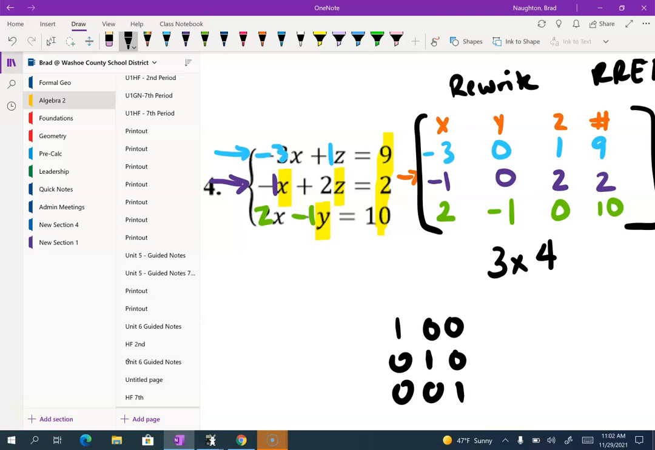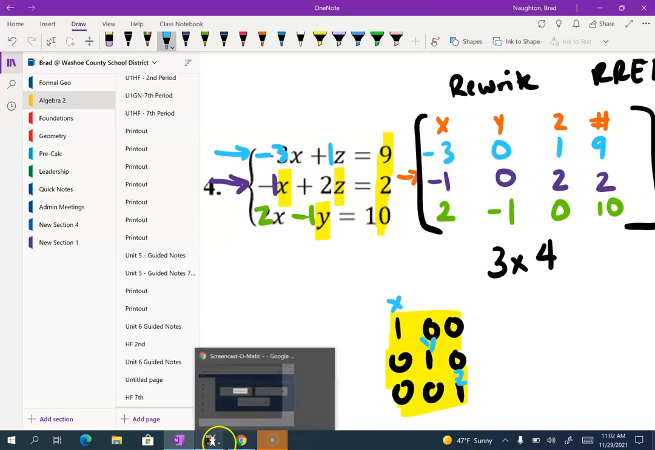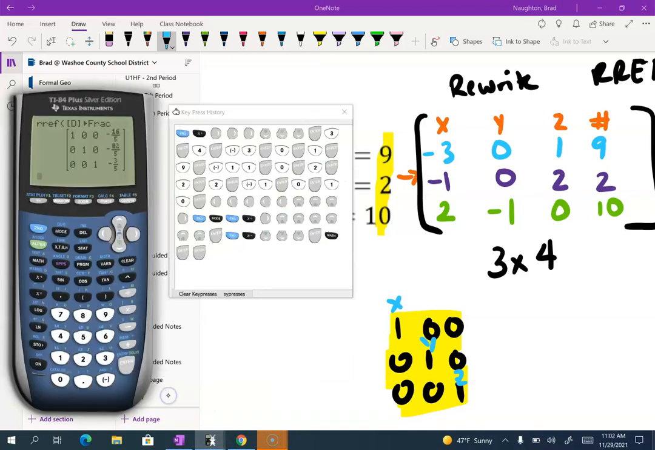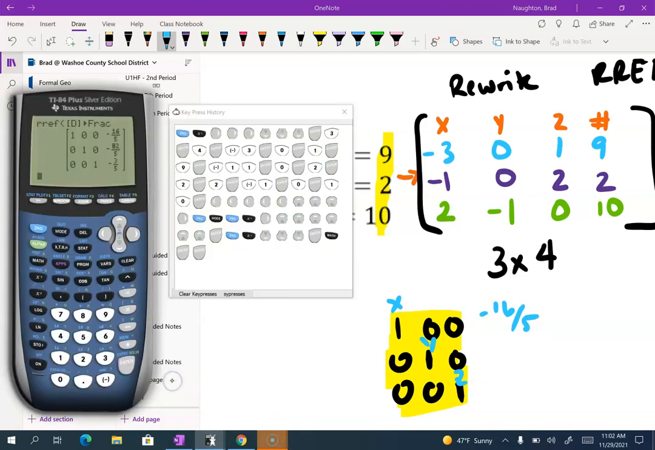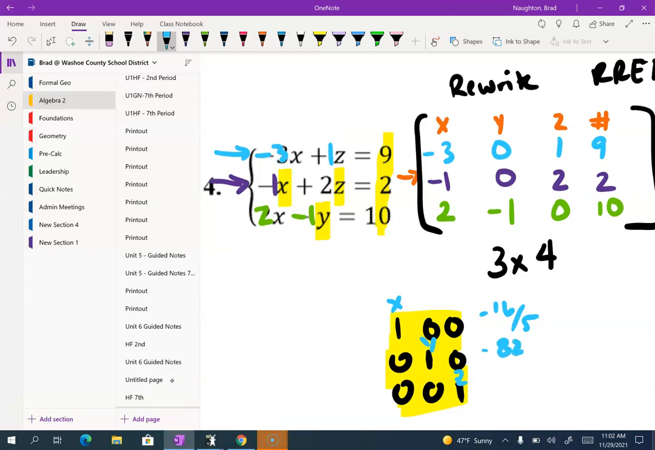So this is what we have to start it off. That's the identity matrix. This is saying this is your X, this is your Y, that's your Z, that's what it means. But really we care about the next numbers right next to it, which are negative 16 over 5, so that's your X. And then for your Y, we can see we have negative 82 over 5, and then negative 3 over 5. So just appreciate that for a second, having to do that by hand, okay? Because that would be hell.